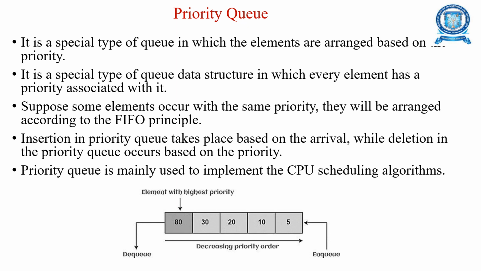Priority queue. It is a special type of queue in which the elements are arranged based on priority. It is a special type of queue data structure in which every element has a priority associated with it. Insertion in a priority queue takes place based on arrival, while deletion occurs based on priority. The element with the highest priority, here in decreasing priority order, is removed first. So DQ and NQ operations are performed.